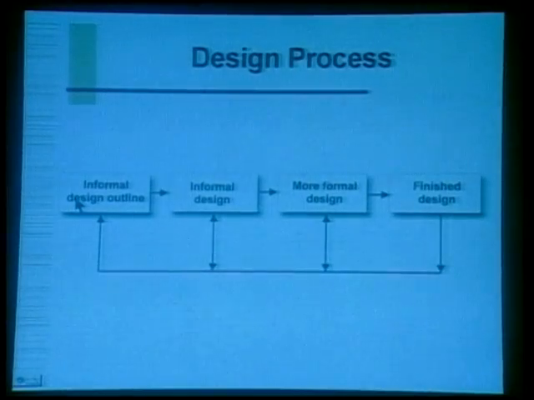Design process is highly iterative in nature. In the design process, generally we start with an informal design outline. We refine it to make it a little more formal design. We keep refining the design until we get a satisfactory design of the software. And these arrows clearly show that the design process is not linear in nature. While you are doing the informal design, you might have to go back and do the informal design outline again. So the design is gradually done.